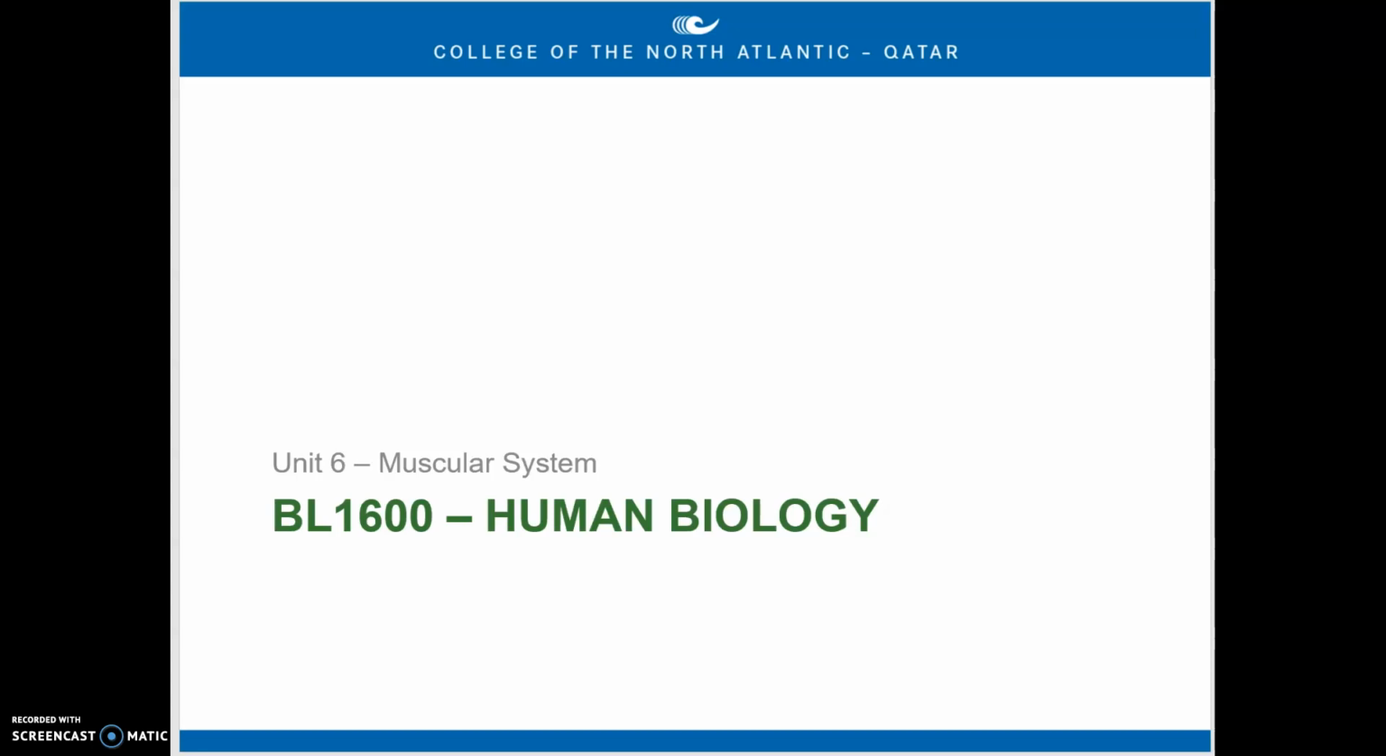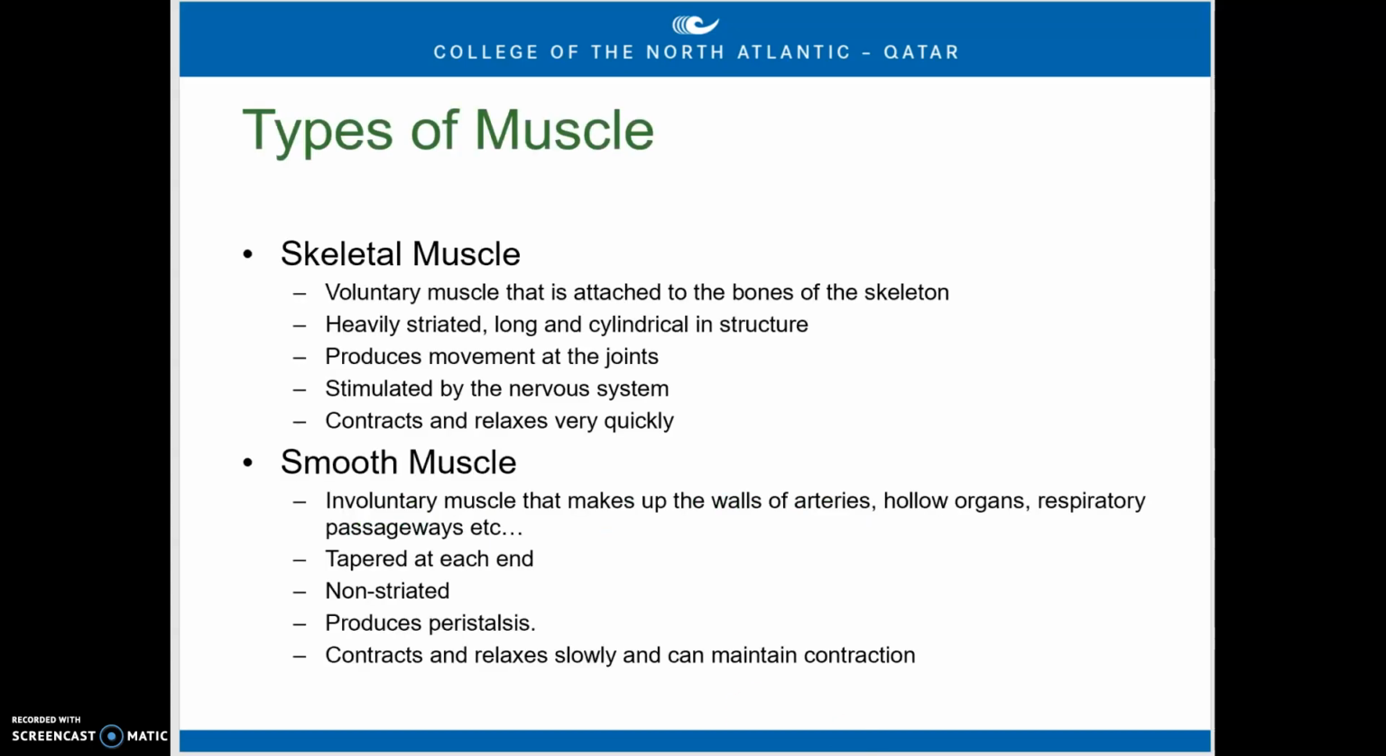So this time we're going to start Unit 6, which is going to have a look at the muscular system of the human body. Now, the first thing we'll do is quickly recap the different types of muscle we have, and you'll recall we touched on this really briefly in Unit 3, I think, when we talked about different types of tissue.